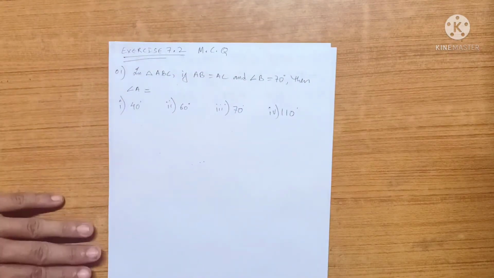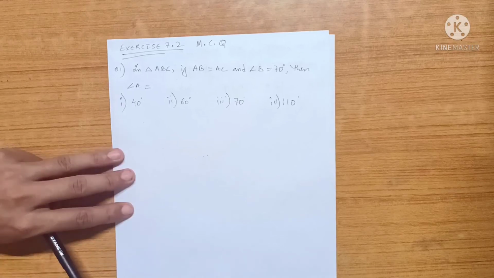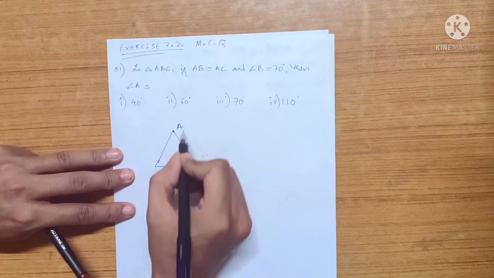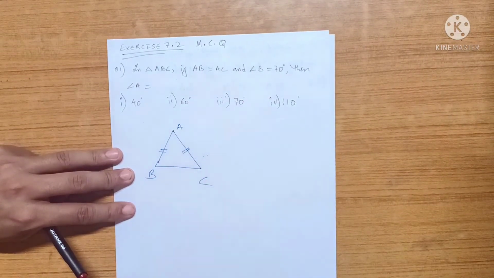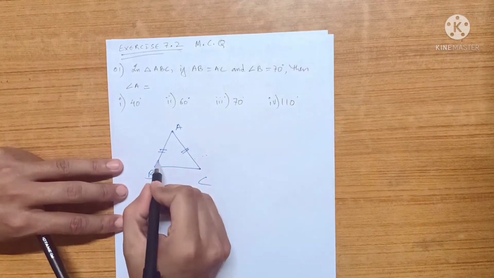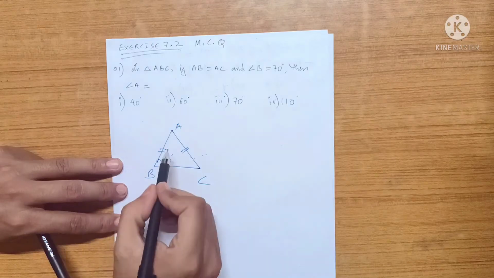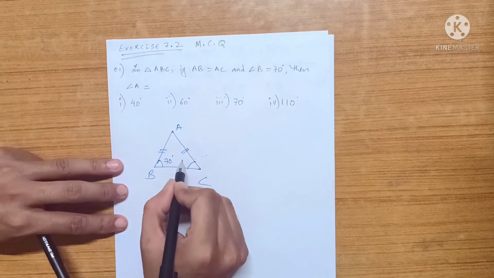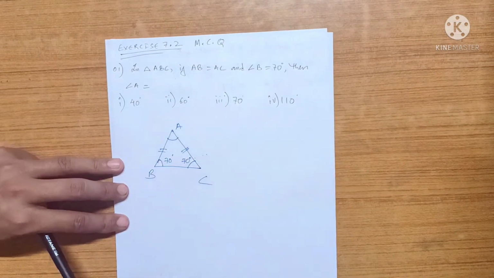So from 7.2, let's do some questions. In triangle ABC, let's draw a triangle ABC such that AB is equal to AC. Angle B is 70. I literally told you in an isosceles triangle, if these two sides are equal, these two angles should also be equal. So if this is 70, this should also be 70. Then we have to find angle A.